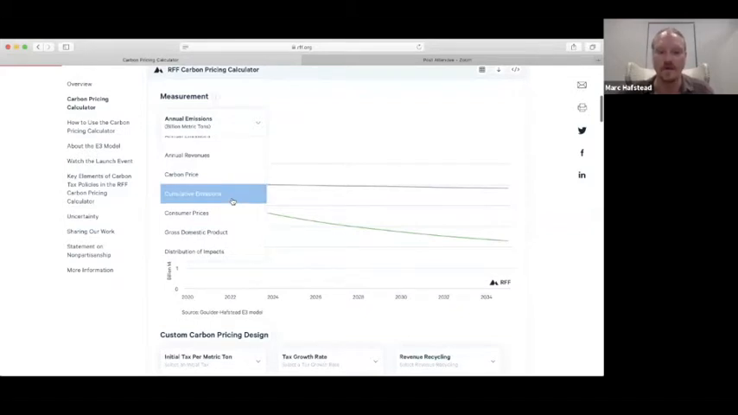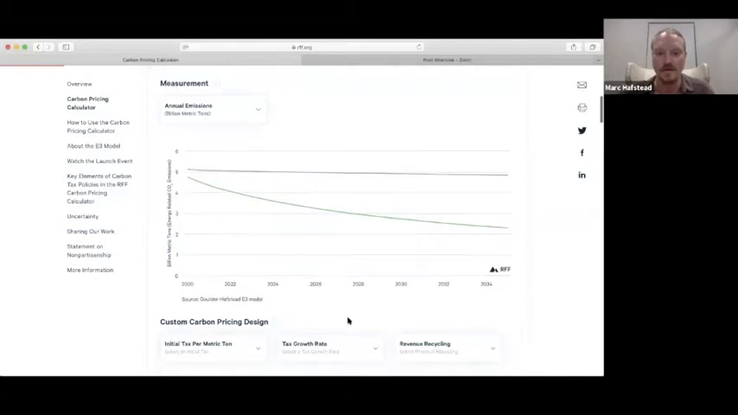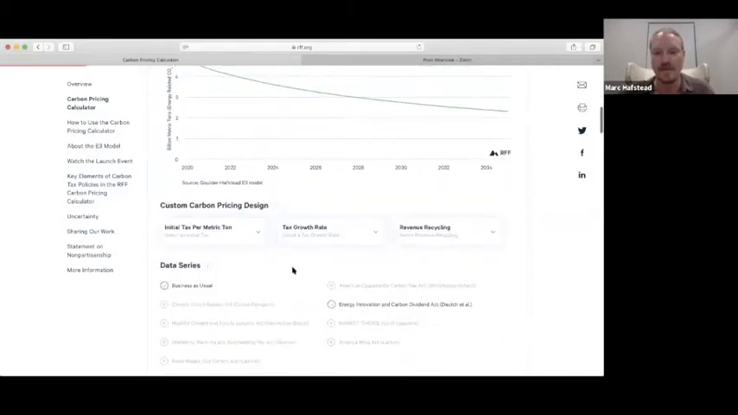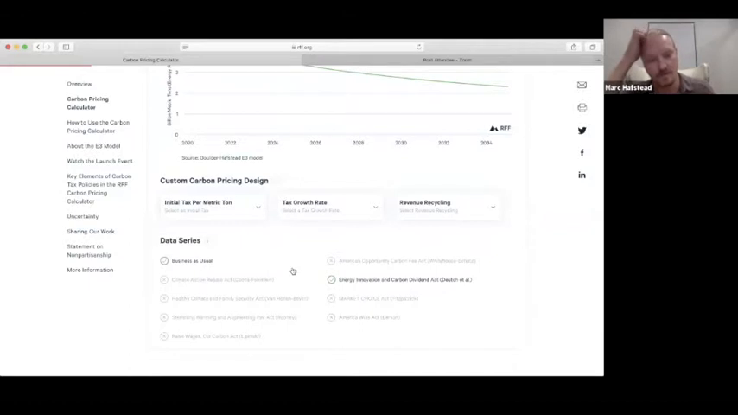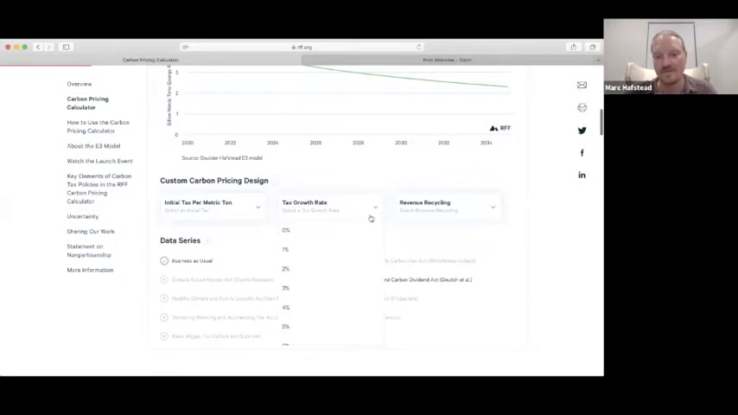And so I'm going to run through all these, but first I want to show you what policies you can actually include. We have two different parts of the data series that you can include here. The first one is a custom carbon pricing design. Through the box here, you can choose an initial tax per metric ton starting from $10 all the way to $70. This is going to be a policy that's implemented in 2020. And then you can choose your tax growth rate.